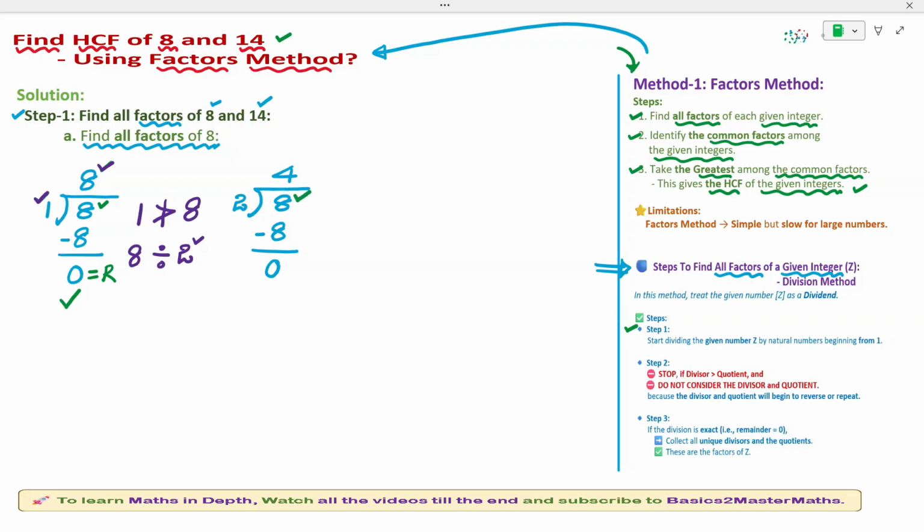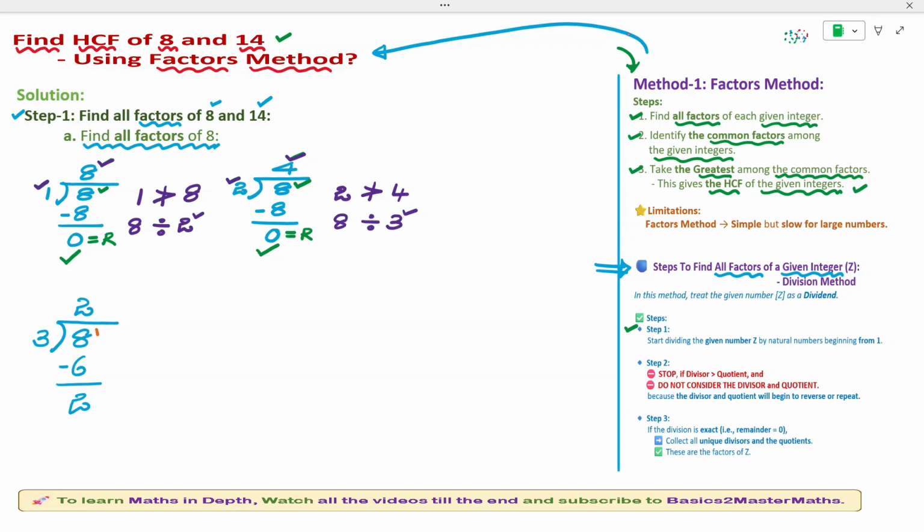When we divide 8 by 2, we get 4 as the quotient and 0 as the remainder. So, this division is exact. In this case, the divisor 2 is not greater than the quotient 4. So, divide 8 by the next natural number 3.